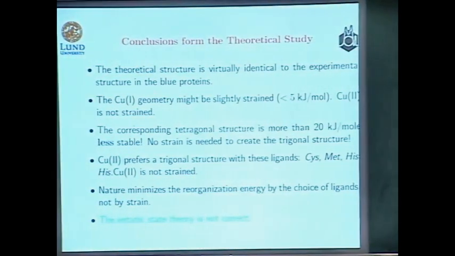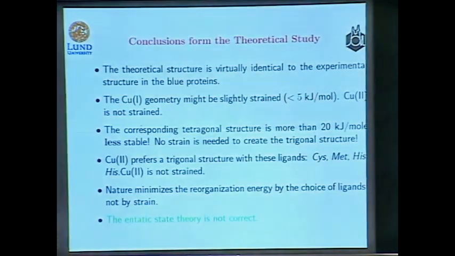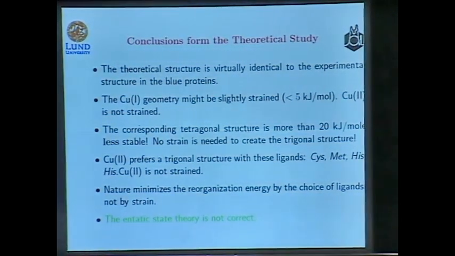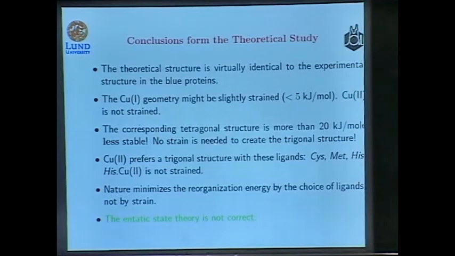Actually, we calculate that the CO1 geometry is slightly strained, but the CO2 is not. And the corresponding tetragonal structure is more than 20 kilojoules per mole less stable. The known strain is needed to create a trigonal structure. The conclusion is that kappa 2 prefers a trigonal structure with this ligand, cysteine, and that's the key ligand, along with methionine and 2 histidines. Nature minimizes the reorganization energy by the choice of ligands, not by strain.